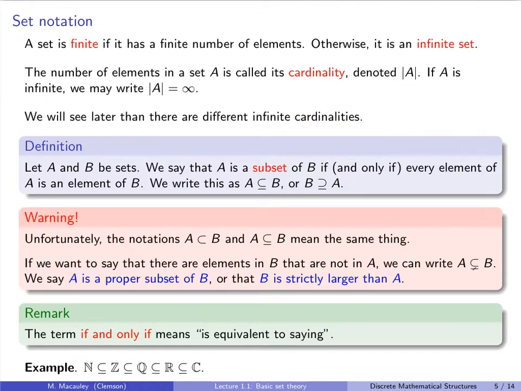Finally, I want to conclude this slide with an example of something that you probably think is obvious, but I'm mostly putting it in here so you can get used to the new language and notation that I've introduced. So the natural numbers are contained in the integers, which are contained in the rational numbers, the quotients, which are contained in the real numbers, which are contained in the set of complex numbers. And of course, all of these subsets are strict. So I can put these little lines here to denote that.